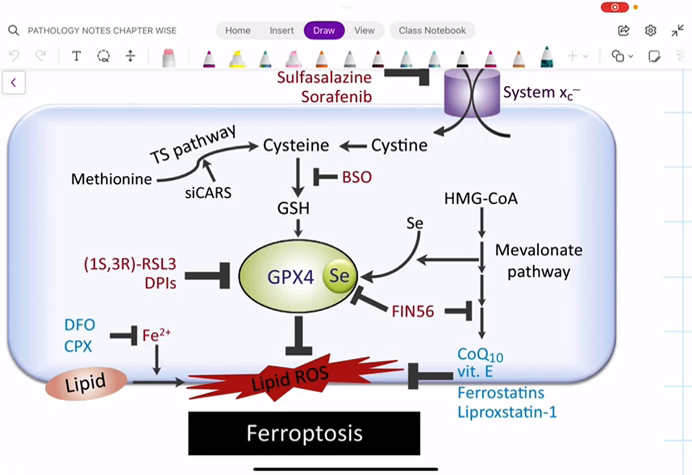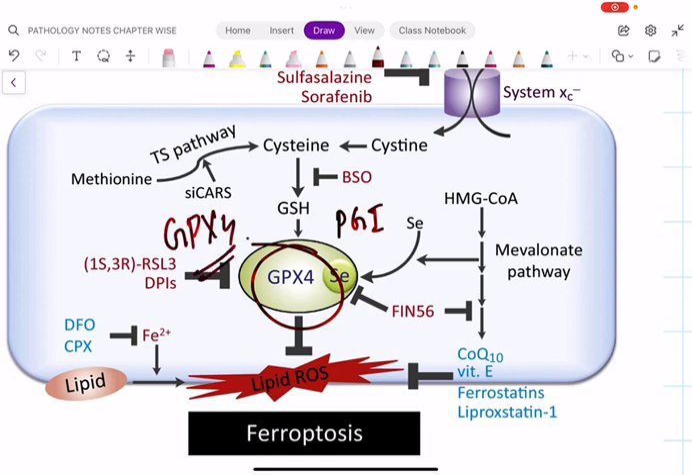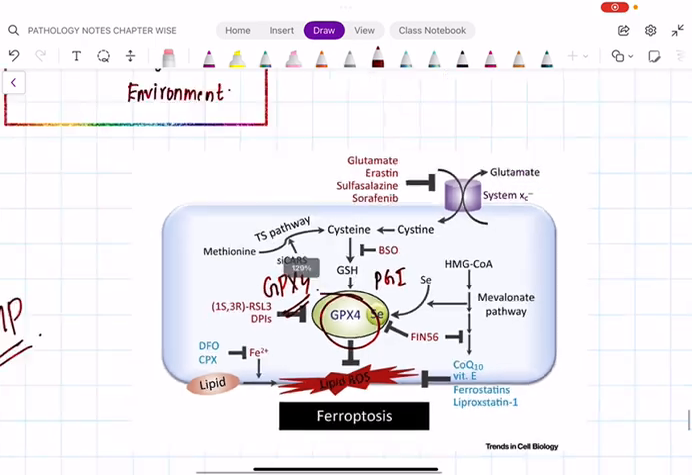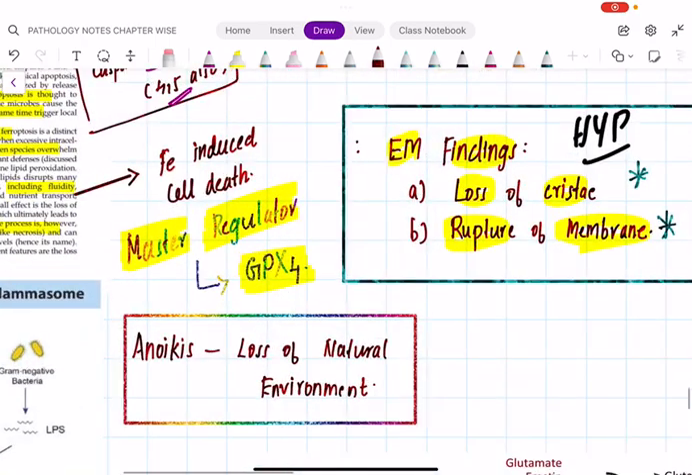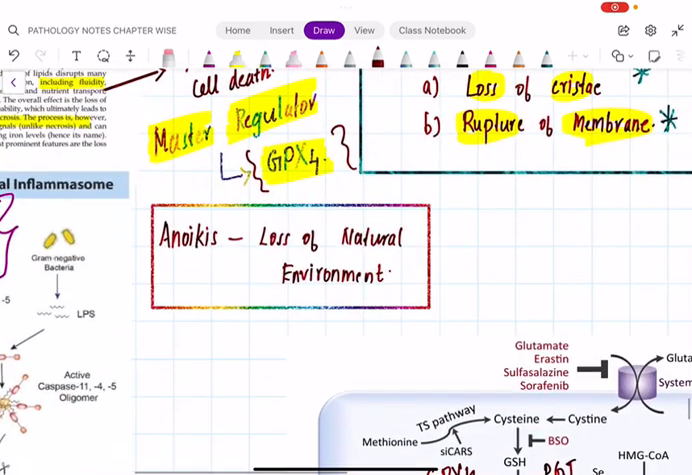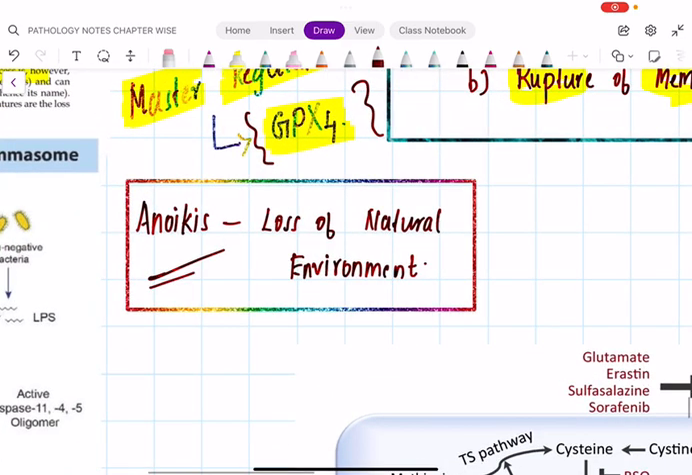Here comes the one and only question. Again, this has been asked in PGI, a Central Institute exam. Which gene is the master regulator of ferroptosis? Answer is GPX4. In order to show that only, I have inserted this picture. GPX4 is the master regulator of ferroptosis. We have some other terminology, what we call anoikis. Sometimes in Robbins, in chapter 6 or chapter 7, they have mentioned this word anoikis.